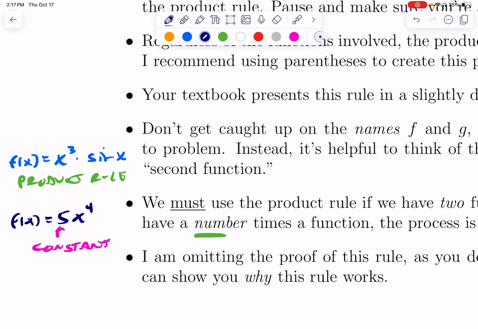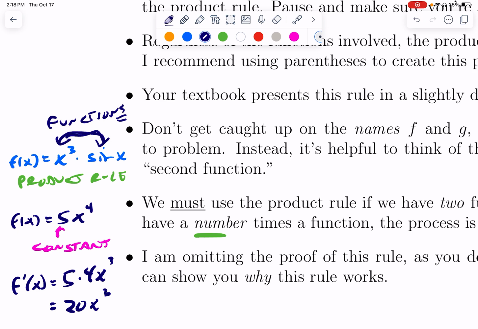And our rule is if we're just multiplying by a constant, that just kind of hangs out. So our derivative, that 5 is just going to stay there. And then we multiply by the derivative of x to the fourth, which is 4x to the third, and then we could simplify. So not literally every case of multiplication uses the product rule. It's really when it's function times function.